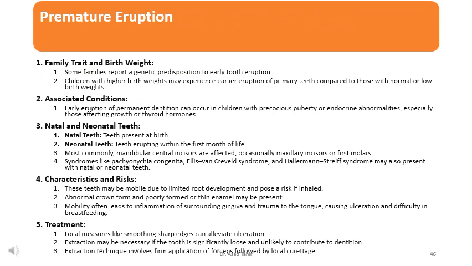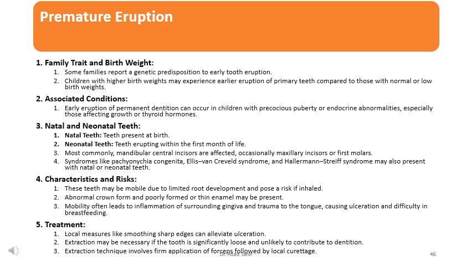Premature eruption. Family trait and birth weight. Some families report a genetic predisposition to early tooth eruption. Children with higher birth weights may experience earlier eruption of primary teeth compared to those with normal or low birth weights. Associated conditions. Early eruption of permanent dentition can occur in children with precocious puberty or endocrine abnormalities, especially those affecting growth or thyroid hormones.